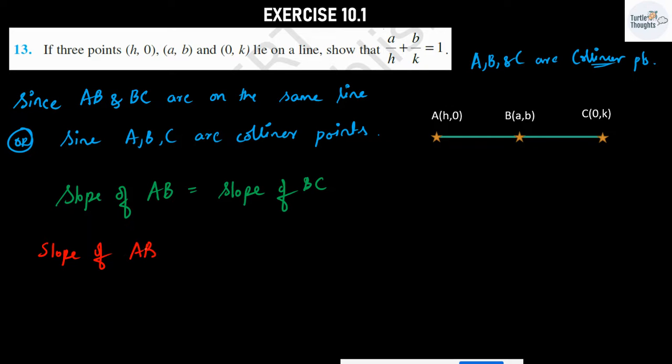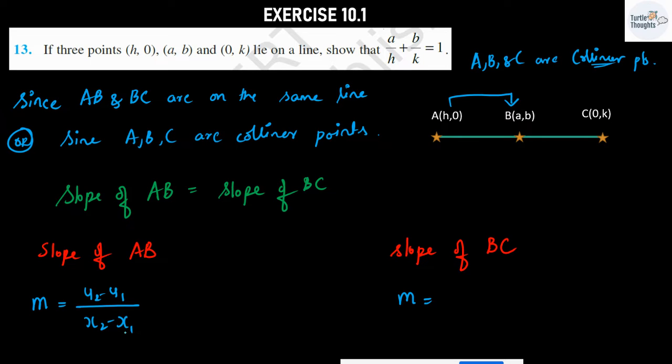Slope of AB I'll be taking over here. Slope of BC I will be taking over here. So I will be writing this as m. Here also I'll be taking as m because both are equal, right? The slope of AB. How do I find the slope of a line? Whenever two coordinates are given, I can write y2 minus y1 divided by x2 minus x1.